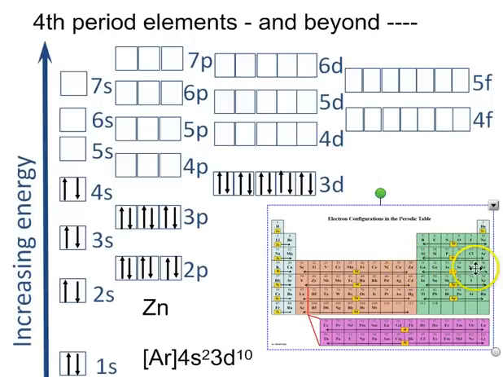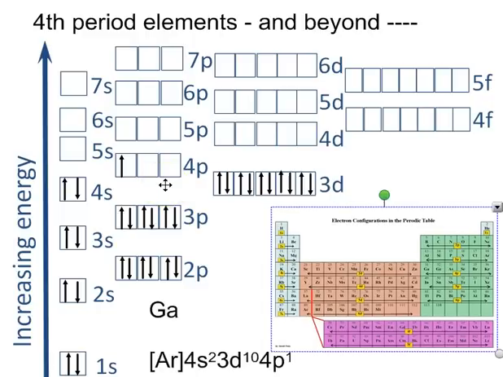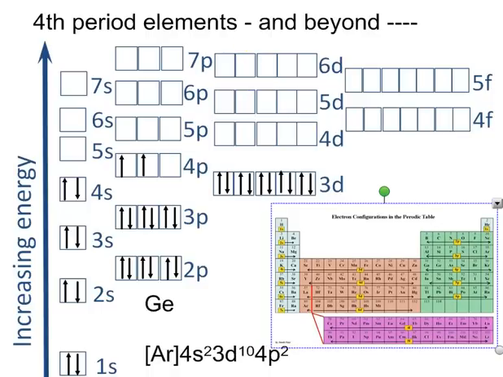We filled the 3d, but there are still more elements to go in the P block. So now that the 3d is filled, the next energy level up is not in the 3rd energy level, it's back in the 4th energy level. And so if we continue on to gallium, we'll see that gallium now has that extra electron in the 4p sublevel, so the 3d is all filled up. So gallium has everything argon has, plus 4s2, 3d10, and 4p1. And this pattern continues as we work our way across the P block of the 4th period.